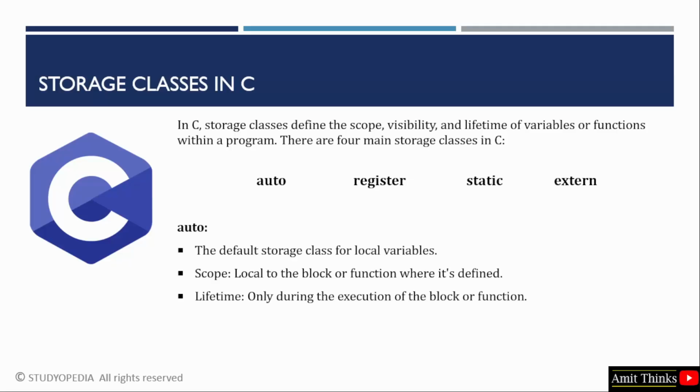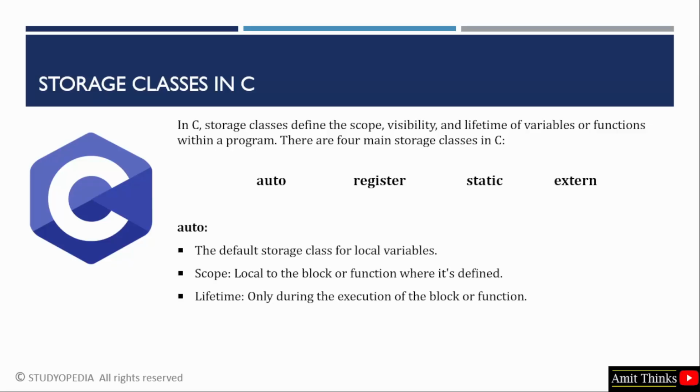Storage classes in C determine the scope, visibility, and lifetime of variables and functions within a program. There are four storage classes in C: auto, register, static, and extern. So let us understand them one by one before running an example.